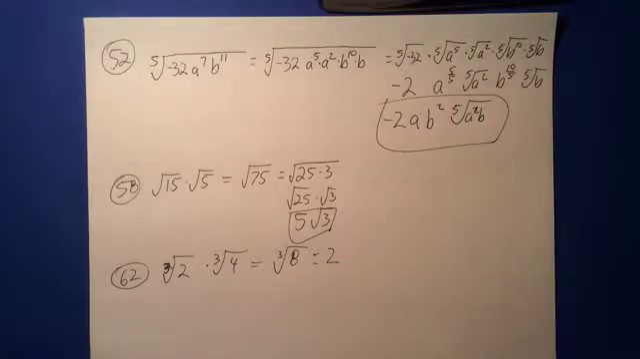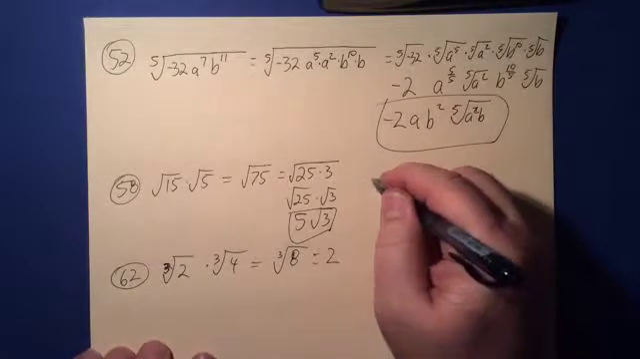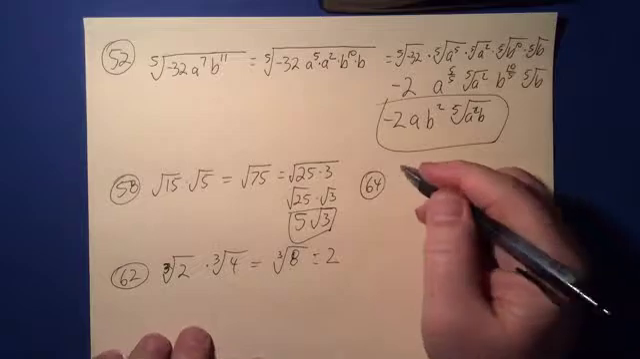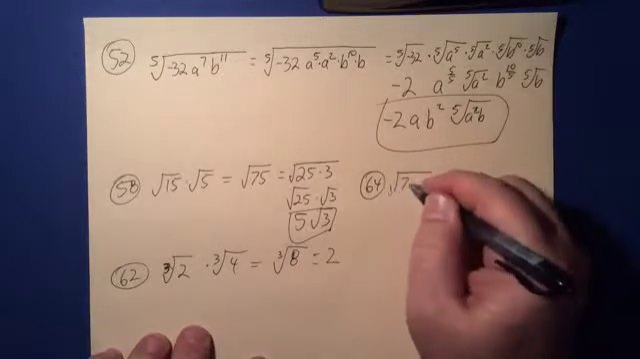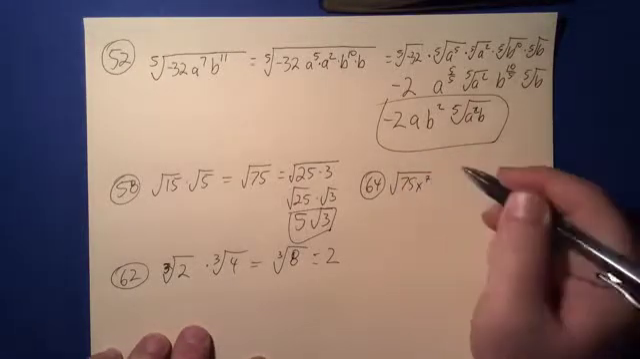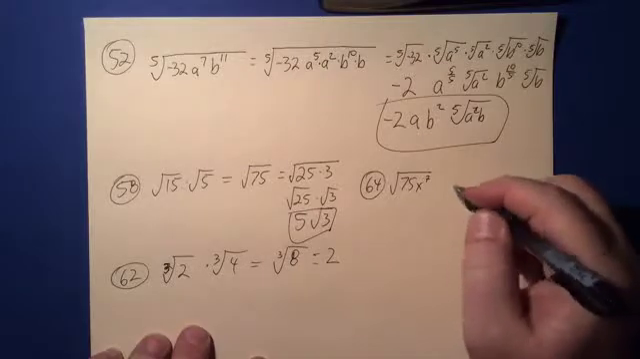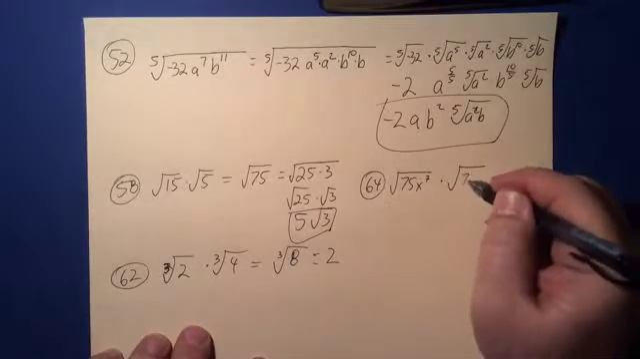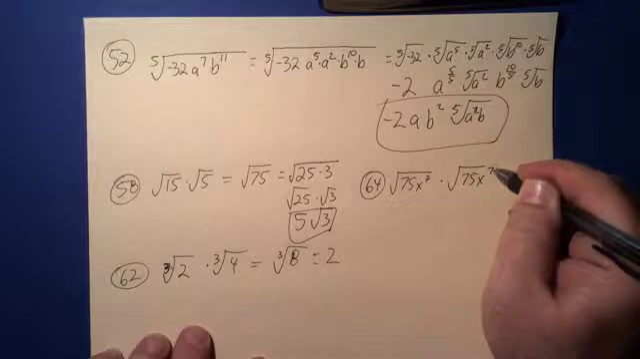But these aren't going to be the sort of problems you're going to see on the test. You're going to see problems that look more like 64. This is going to be 75x to the 7th times 75x to the 7th.